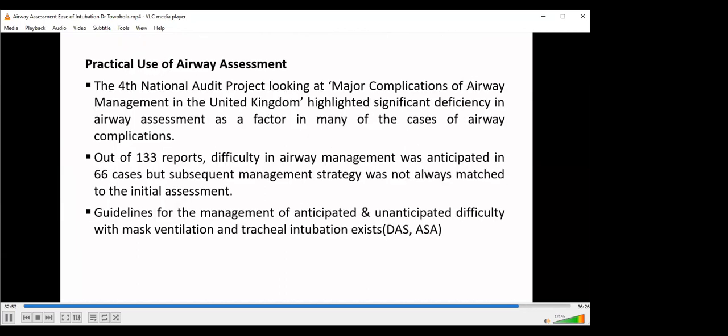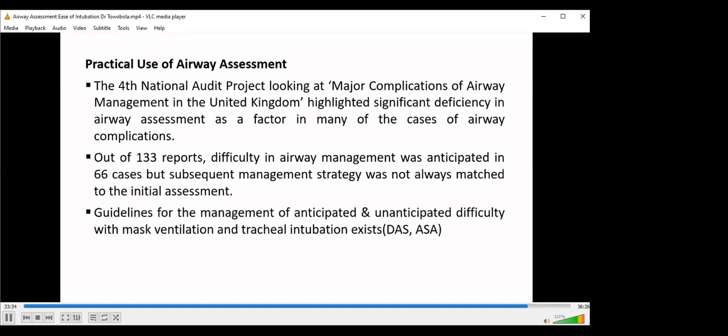The practical use of airway assessment. The 4th National Audit Project looking at major complications of airway management in the United Kingdom highlighted significant deficiency in airway assessment as a factor in many of the cases of airway complications. Out of 133 reports, difficulty in airway management was anticipated in 66 cases, but subsequent management strategies were not always matched to the initial assessment.